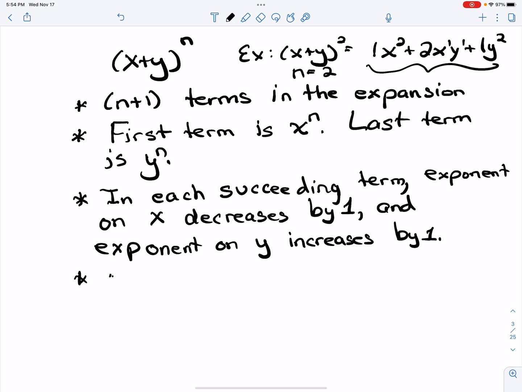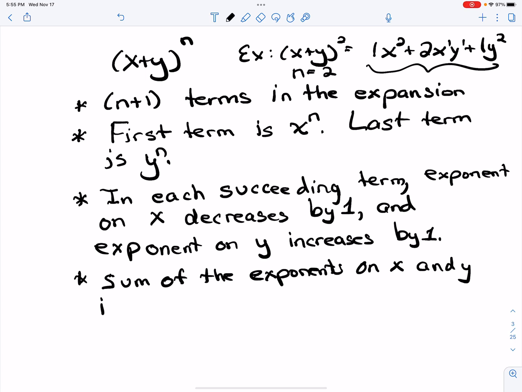The sum of the exponents on x and y in any term is n. Since (x + y)^2, n is 2, so in each term your x and y exponents will add up to 2. So we have just x squared, or x^2. Then in the other one, we have x^1 y^1, 1 plus 1 is 2. In the last one, we have y to the 2. So we get 2 again.